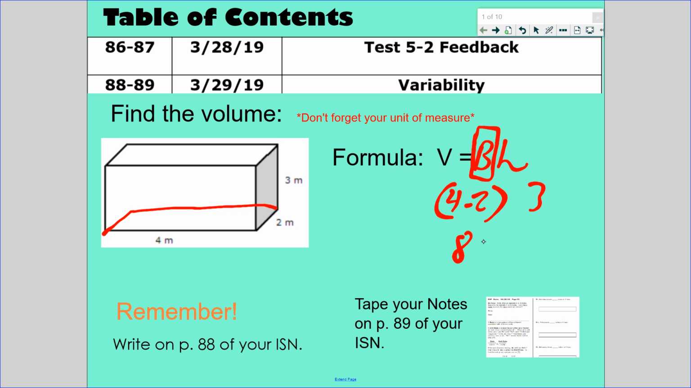4 times 2 is 8. 8 times 3 is 24. So 24 cubic meters is the volume.